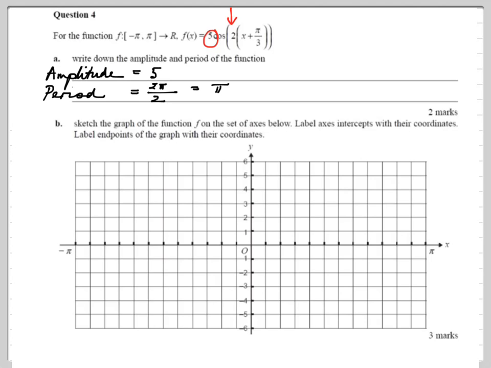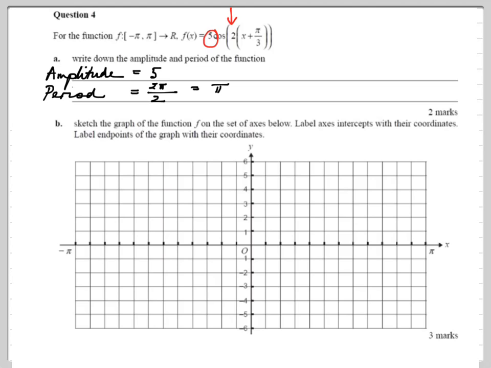Excellent job. Now, oh no, we've got to sketch the dreaded graph of the thing on the set of axes below. Label the axes intercepts with their coordinates, label endpoints of the graph with their, oh goodness. And this is a 3 mark question. Look, do you know what, ladies and gentlemen, there's hardly any room on the exam paper for any working with this question. I think it's a disaster for 3 marks, to be perfectly honest. And they're so time consuming, I would just put a circle around that one and I would keep going and I would do the rest of the paper first. Trig graphs are notoriously time consuming.